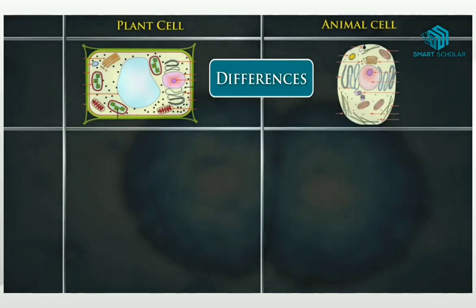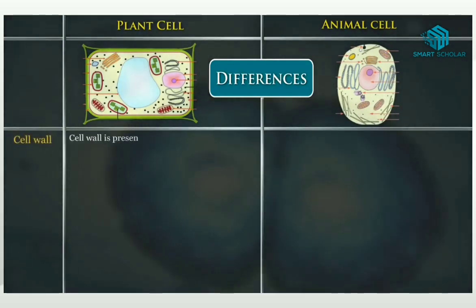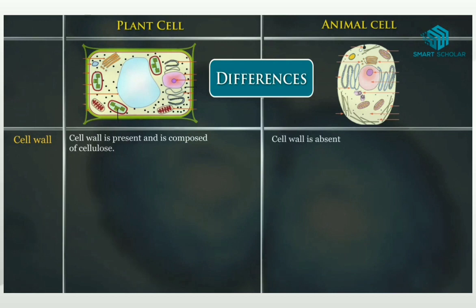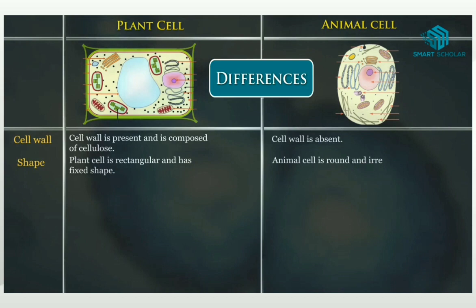Beginning with cell walls. In plant cells, the cell wall is present and is composed of cellulose, whereas in animal cells, the cell wall is absent. The shape. Plant cell is rectangular and has a fixed shape, whereas animal cell is round and irregular in shape.